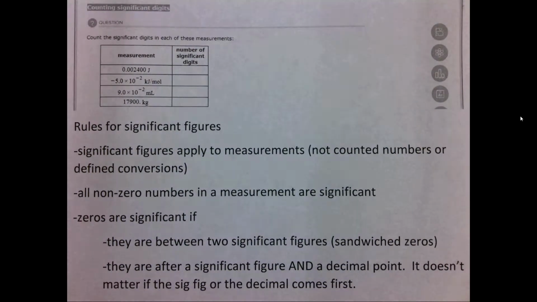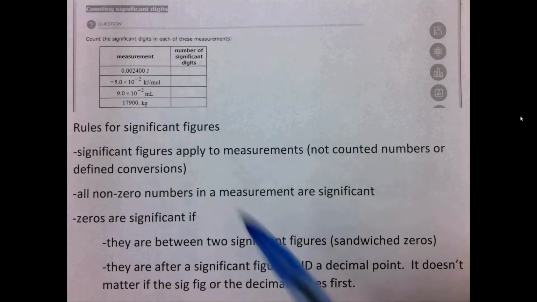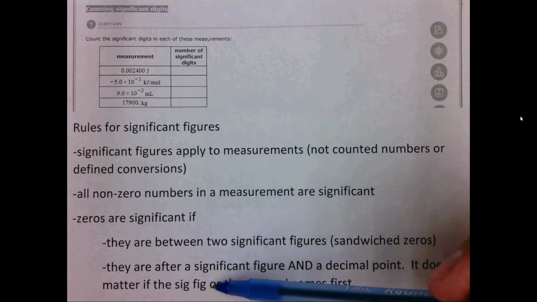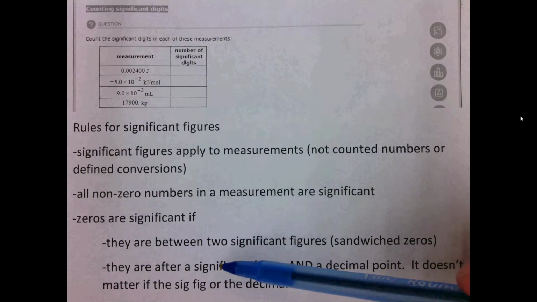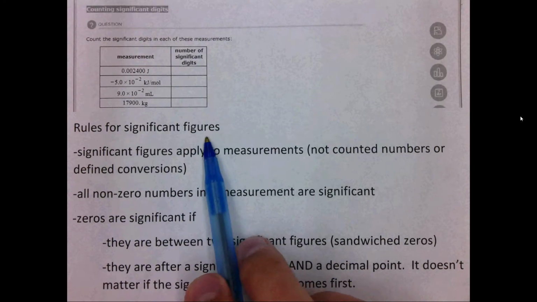In this question, we're asked to count the number of significant figures in several measurements. So what I've done is I've typed out the rules for significant figures down here. It might not be a bad idea to pause the video and write these down. Significant figures come up a lot in chemistry, so it is important to learn the rules. So, here are some rules for significant figures.